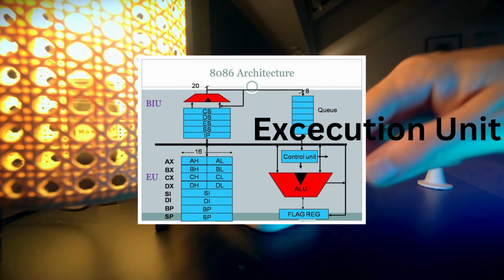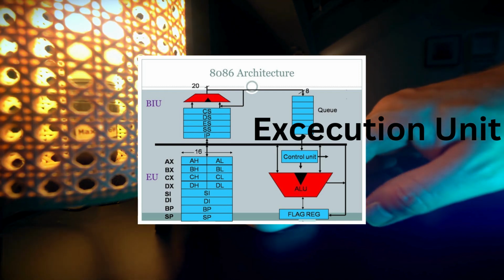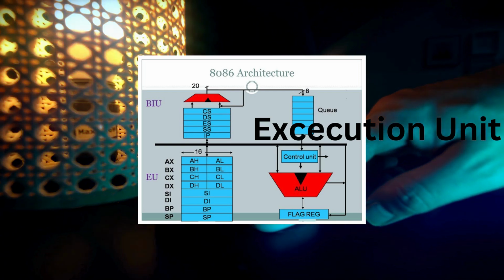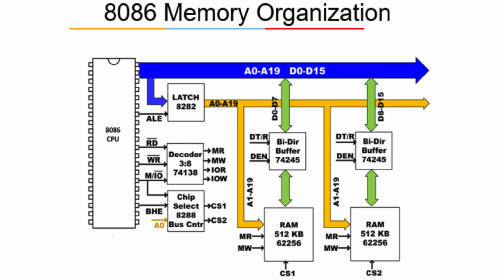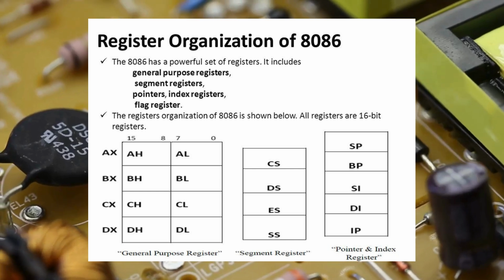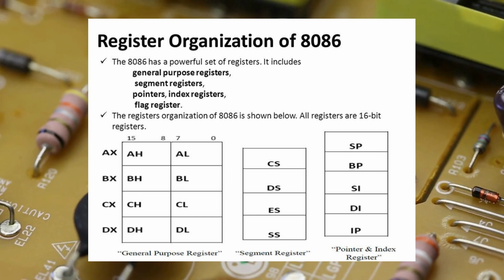Chapter 4, Execution Unit, EU. Now let's talk about the execution unit, EU, the brain of the processor. This is where actual computations happen. The EU consists of arithmetic and logic unit, ALU, performs math and logic operations. Registers, small storage locations inside the CPU.